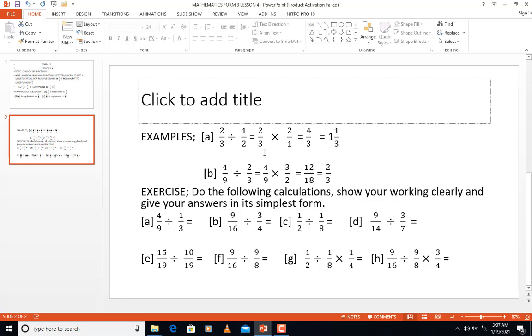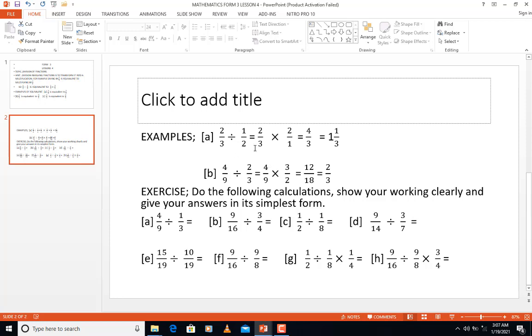So for this concept, I have an exercise which is written here below. Exercise: do the following calculations. Show your working clearly and give your answers in their simplest form. So you can see in these instructions, there is "show your work clearly." What I want to see is how you are going to multiply.